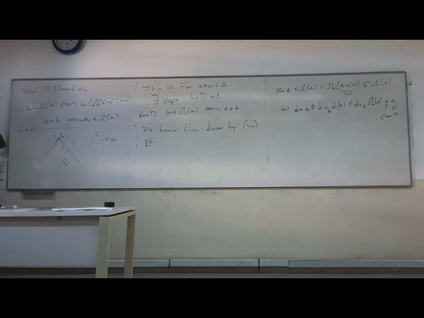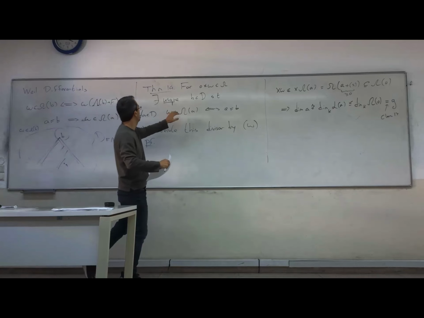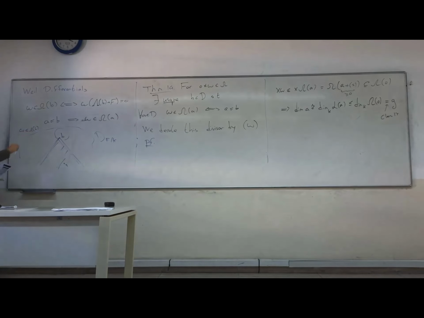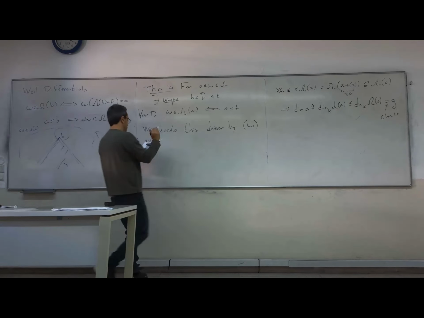So the first attempt is a good attempt. What we'll do is take a divisor of maximal degree such that omega is in its omega space. But for that, we need to prove the degree is bounded. Who knows? So this is what we are going to do.